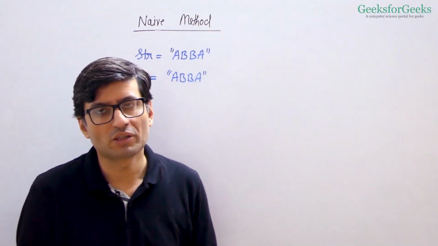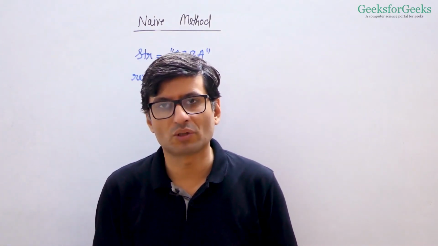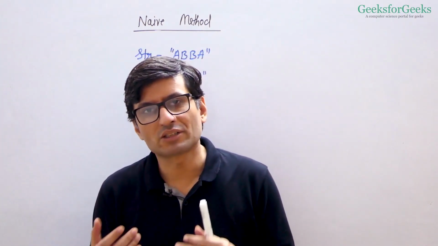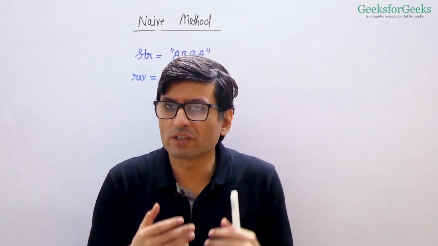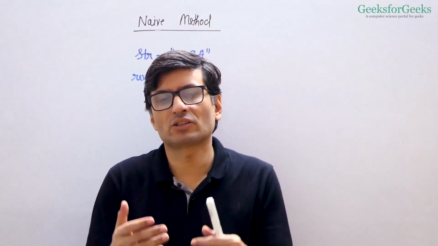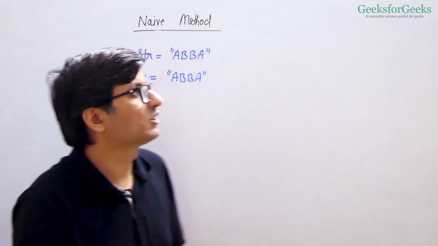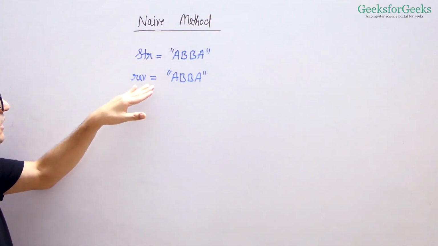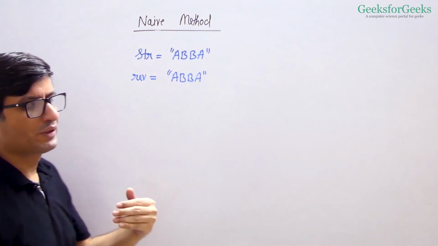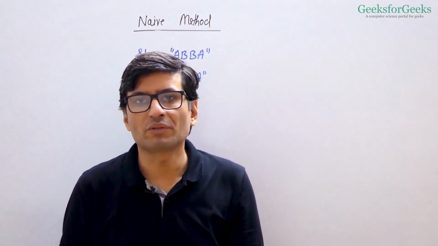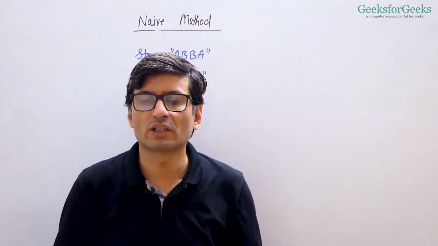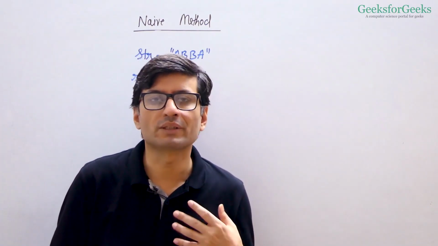Let us first talk about a naive method to solve the problem. The idea of naive method is simple. We take the input string, then we get reverse of the string. We reverse the string and store the reverse in a different string. So we have two strings, input string and reverse of it. Now what we do is we compare the input string with reverse of it, and if they are same, we return true, otherwise we return false. Now please pause this video and try to implement this approach.